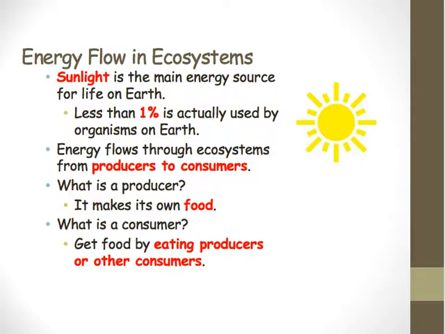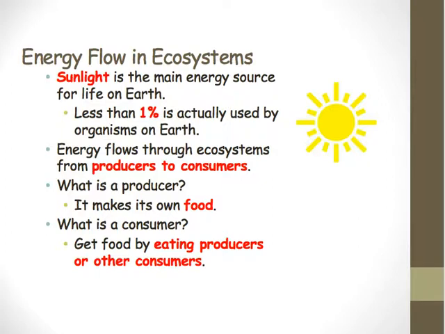But what we're going to talk about when we talk about energy flow in this video is organisms that base their energy from sunlight. So less than 1% of sunlight is actually used by organisms on Earth. Energy flows through ecosystems from producers to consumers. So what is a producer? A producer is going to make its own food.